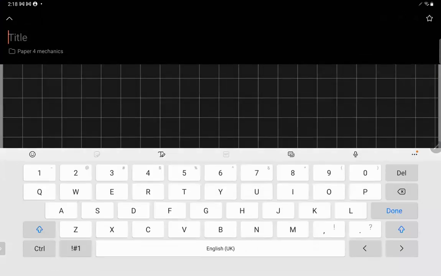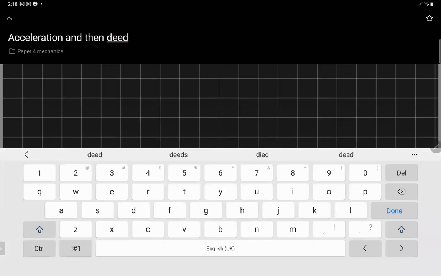Today our topic is acceleration and then deceleration. Okay, we start with a numerical. I will give you a numerical and then we will discuss it and extend this idea.